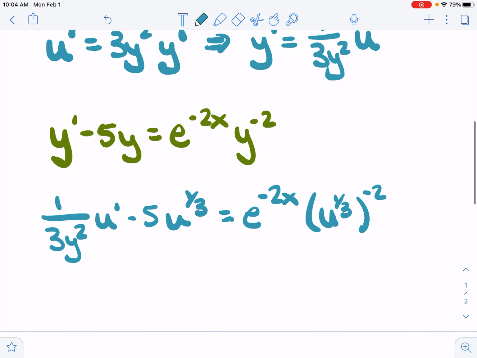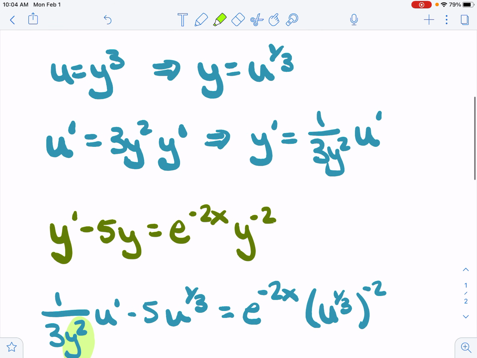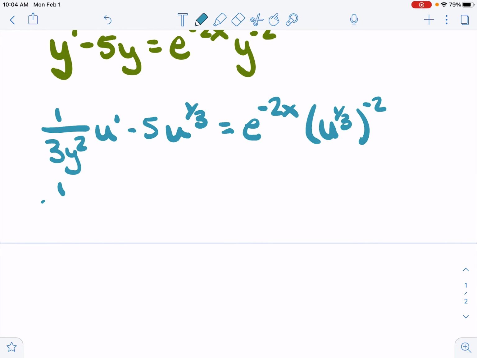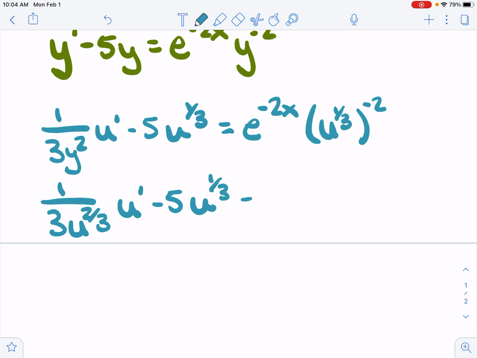We almost have this all in terms of x and u, but we have this y hanging out right here with the y squared. So what is y squared? y is u to the 1/3, so y squared is u to the 2/3. So our final piece of replacing here is 1 over 3 u to the 2/3 u prime minus 5 u to the 1/3 equals e to the minus 2x. This is u to the minus 2/3.